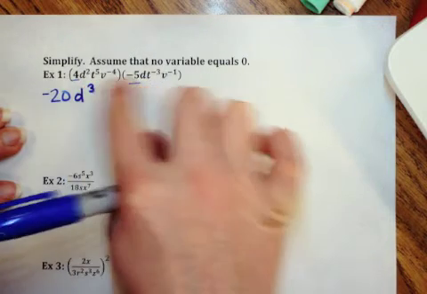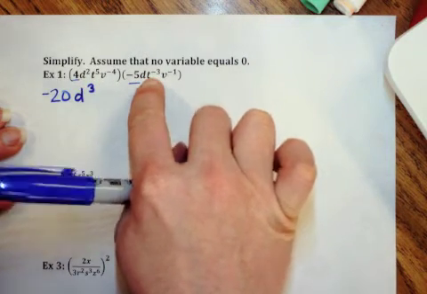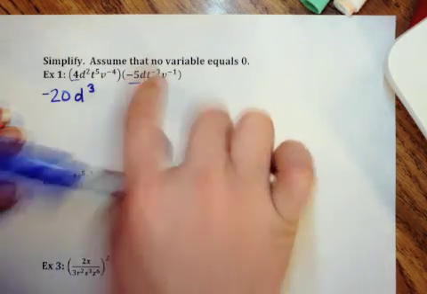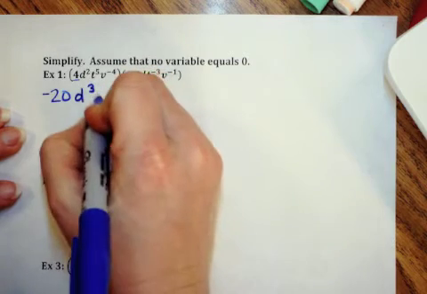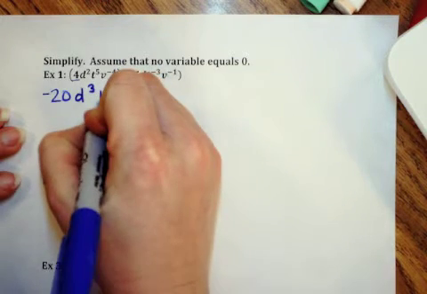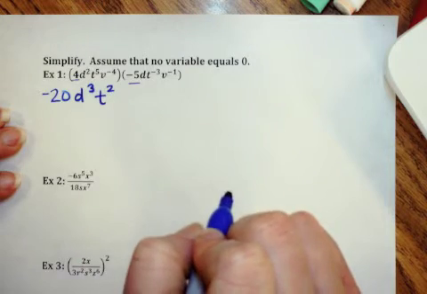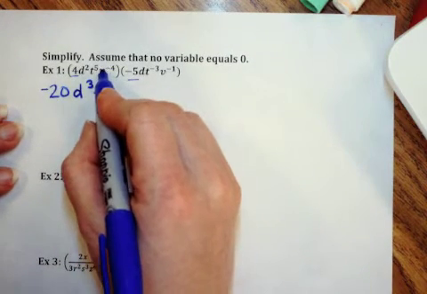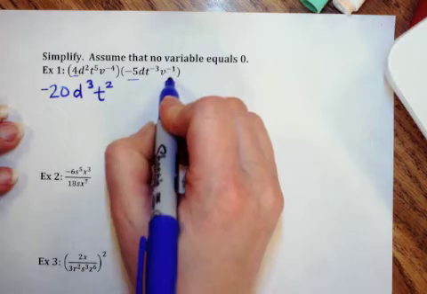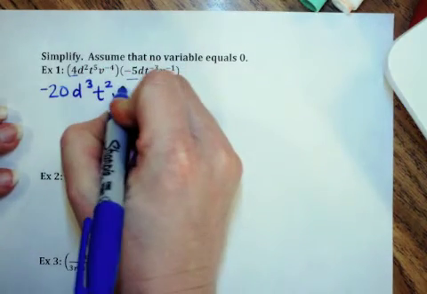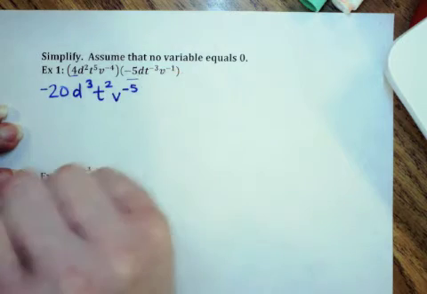Now, t to the 5 and t to the negative 3. I'm going to go ahead and add 5 plus negative 3. 5 plus negative 3 is 2, so that's going to be t squared. And now I've got v to the negative 4 and v to the negative 1. So adding negative 4 and negative 1 creates negative 5.